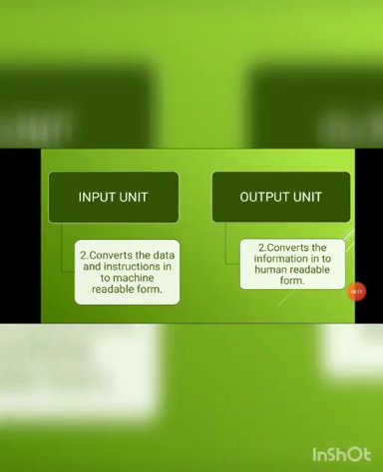Second point, the input unit converts the data and instructions into machine readable form. Whatever data is given is in human form, so the input unit converts the human language into machine language to process. So what is the purpose of the output unit? It converts the information into human readable form. After processing, whatever result comes is again in machine form, so the output unit converts the machine language into human readable form.